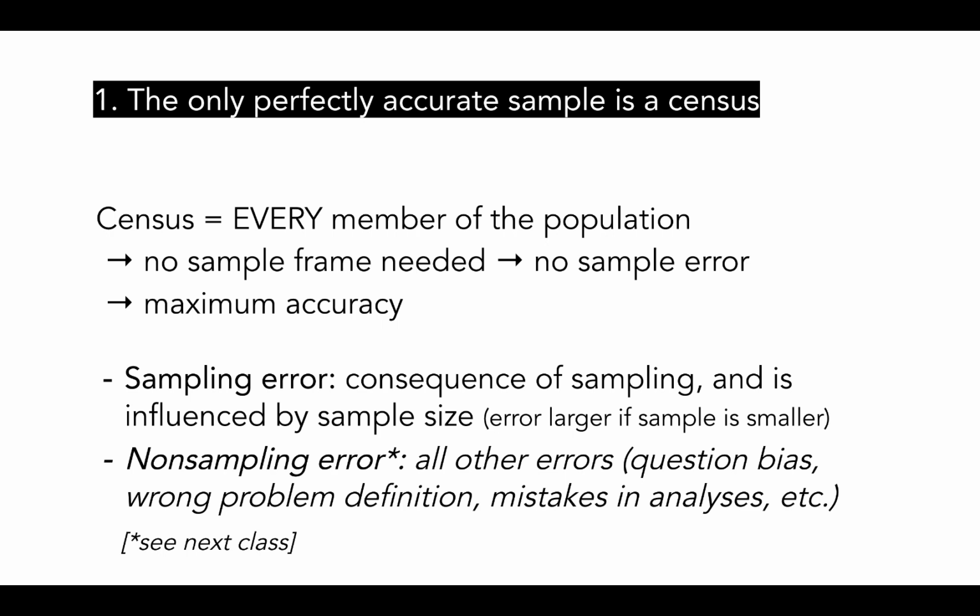Now, besides sampling errors, there's also such a thing as non-sampling errors, which we will cover actually in a complete next online class. So that's a different topic. Non-sampling errors are all other errors. So anything related to data collection errors, question bias, wrong problem definitions, wrong analysis, and so on. So basically anything except sampling errors are called non-sampling errors. So we'll cover that next class. So for now, we focus on sampling error only. Sampling error is something that only occurs when we sample, of course. And when we don't sample, if we use a census, then you have a perfectly accurate sample or a perfectly accurate piece of data.